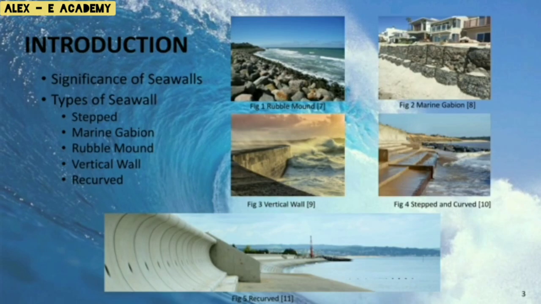A seawall works by reflecting incident wave energy back into the sea, thus reducing the energy available to cause erosion. There are multiple types of seawall. A few among them are stepped seawall, marine gabions, rubble mount, vertical wall and recurved seawall.